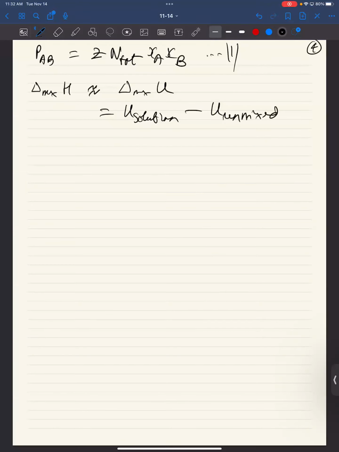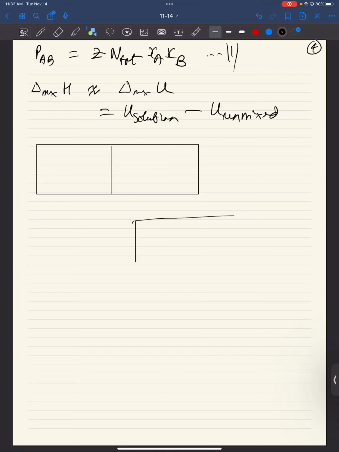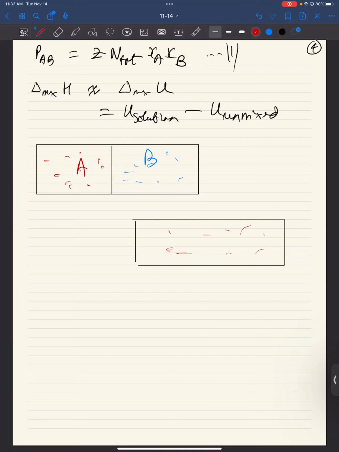And before you forget what we are talking about in the first place, and it's possible that you have forgotten, let me draw a picture just to remind you. The setup that we are talking about is initially we have a box like this. Finally, we have a box like this. Initially, we had A on the left side and B on the right side. And then we let everything mix. Okay, that's the setup. We have some chemical 1, chemical 2, and we mix it together. So this is initial or unmixed, and this is our solution.